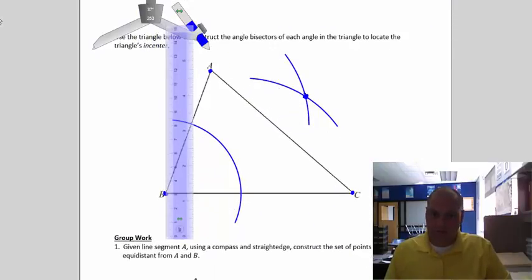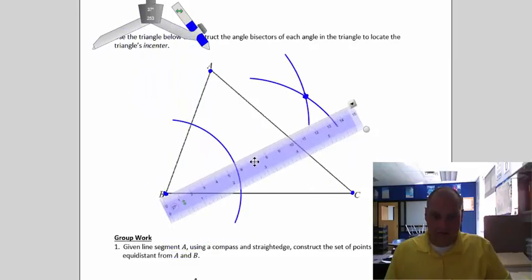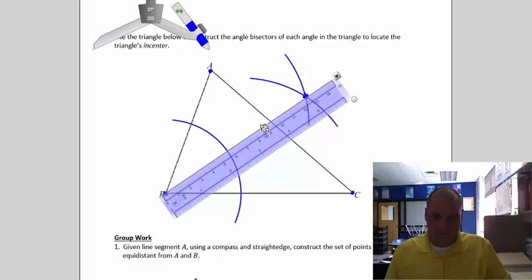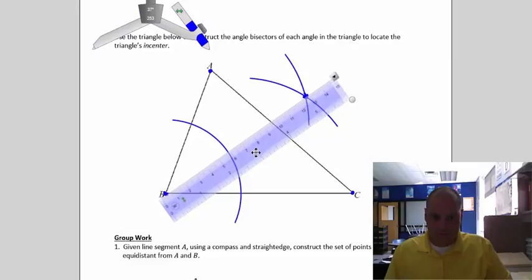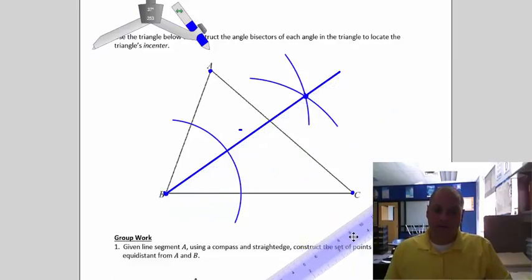Oops. I've got to lock. I keep forgetting to lock these pictures. Okay, that looks good. So we'll keep the blue right there. So there's one angle bisector. Okay, we bisected angle B.